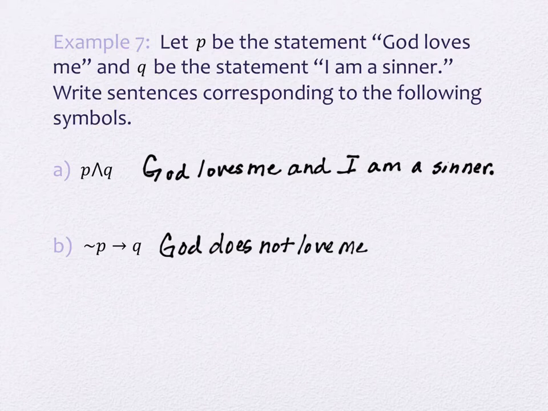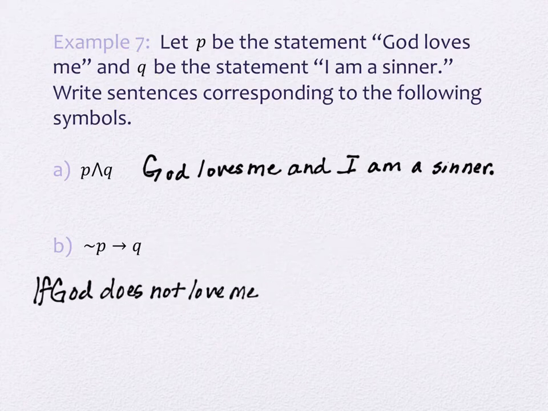All right. God does not love me is this statement on the screen. What does that arrow mean? It's an if-then statement, right? So in front of God does not love me, I'm going to write the word if. I'm going to run out of space, so I'm going to shift it down a little bit. And after God does not love me, I'm going to write the word then. Okay, so that's the if-then connective, right? That arrow. And then what's Q? I'm a sinner.